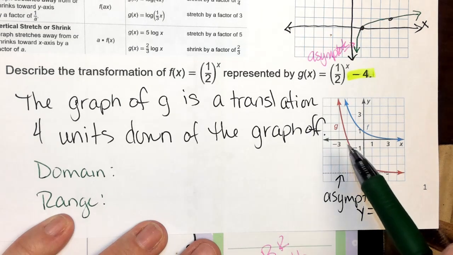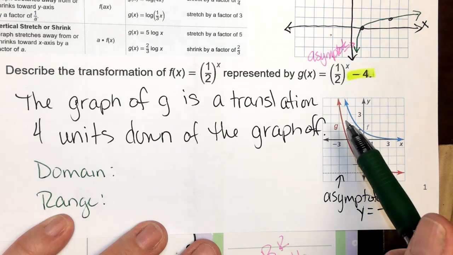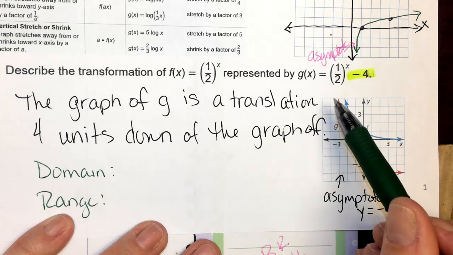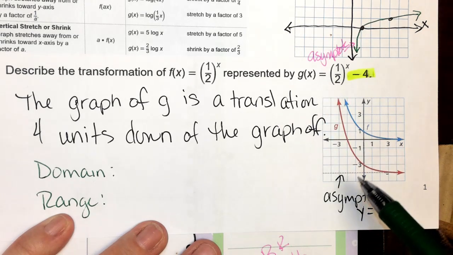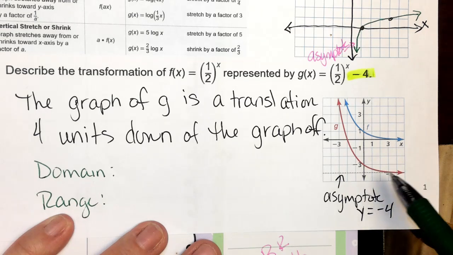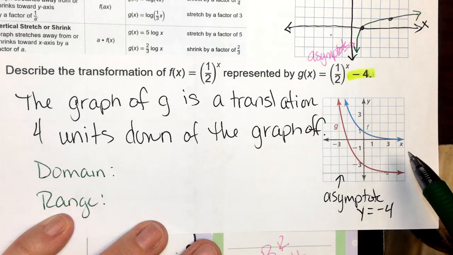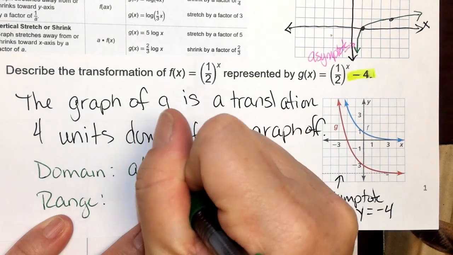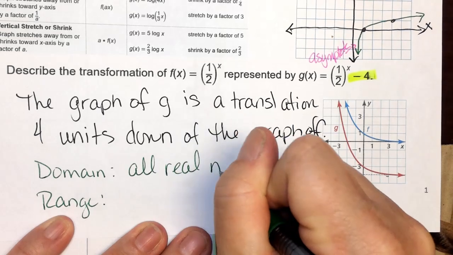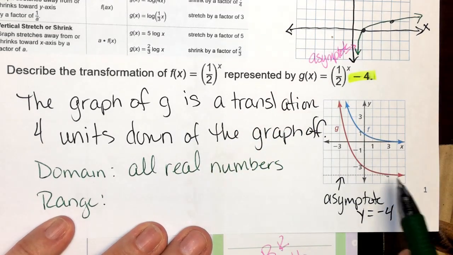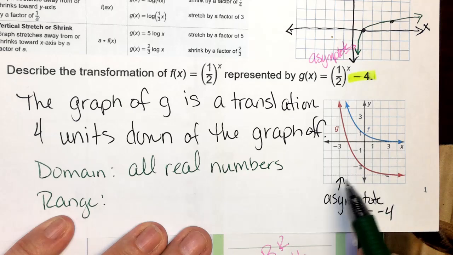I don't know. So if we're looking at our end behavior, this graph is going to -infinity on the x, positive infinity on the y. This one's going to positive infinity on the x, and on the y it's going to -4. So it's going in both directions of the x-axis. So that means in this case that your domain is all real numbers.